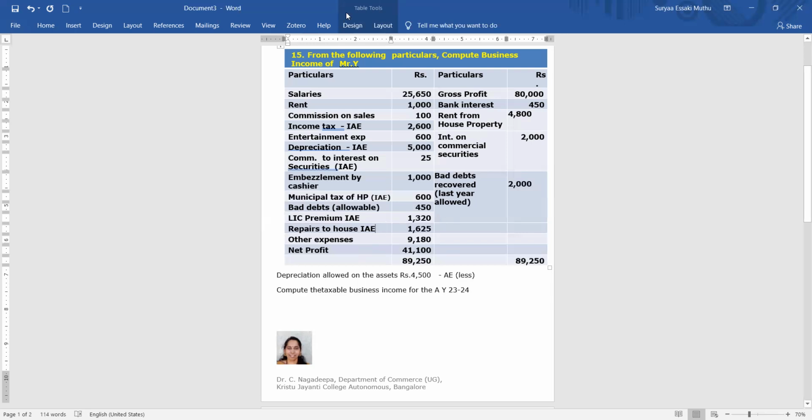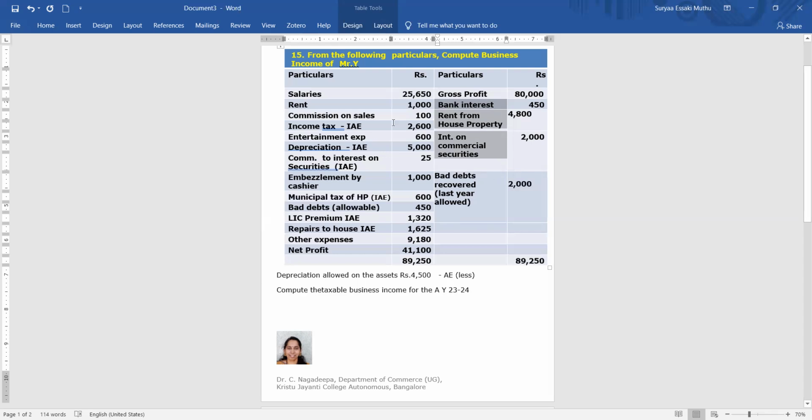Now coming to the income side. Gross profit is admissible. Bank interest is inadmissible. Rent from house property, inadmissible. Interest on commercial securities, inadmissible. And bad debts recovered. This is very important: whichever was allowed in the previous year, you can admit it. If it was not allowed in the previous year, you should not allow it. In this problem, it was allowed in the previous year, so we can allow this.